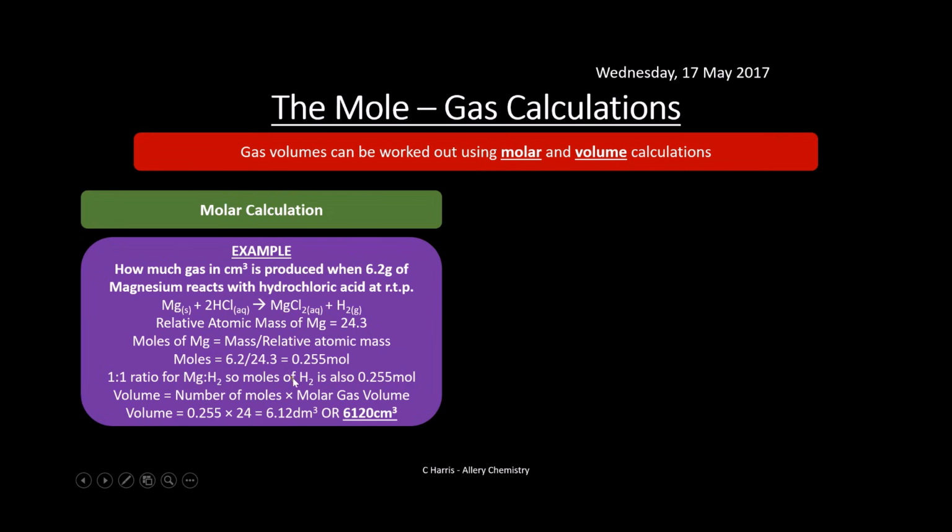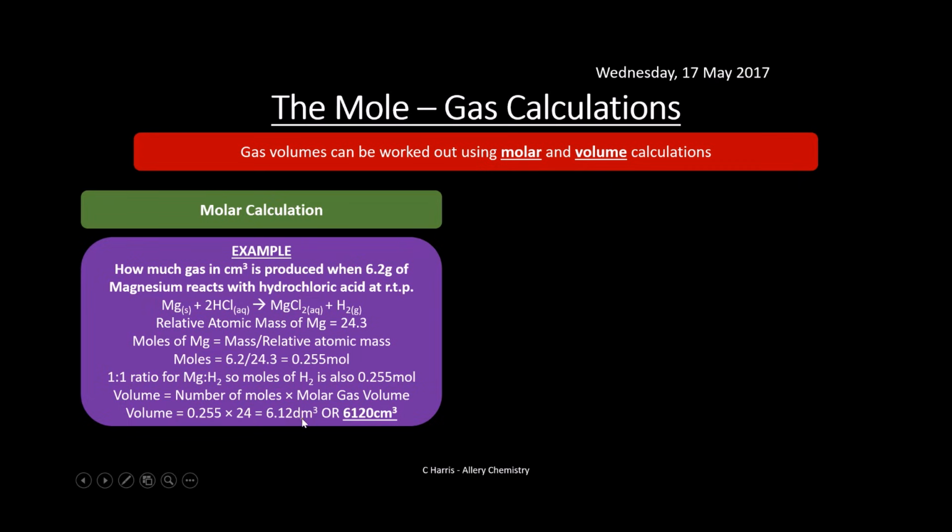Once we know the moles of gas, then we can work out its volume. Its volume is the number of moles times the molar gas volume. We've just rearranged the equation we've seen before. So that's 0.255 times 24. Remember, this is at room temperature and pressure. That gets you 6.12.